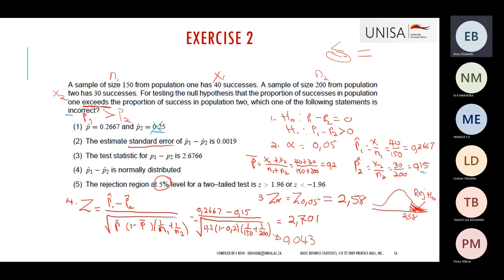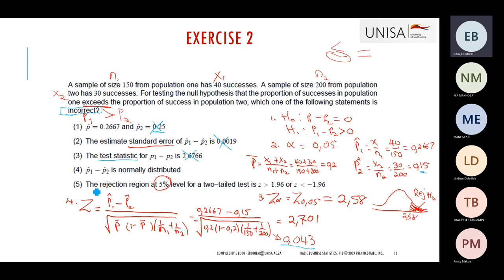And probably then we will have to stop right there because that is the incorrect answer. But I'm having a problem with this question, because unless the question was not asking what is incorrect. So this is what you're going to get from your past exam papers as well. The estimated standard error of P1 minus P2 is 0.19. We did find it is 0.043. So therefore that is incorrect, right? The test statistic, which we calculated, they say it is 2.67. We said it is 2.701. So that is incorrect. I'm going to skip this one.